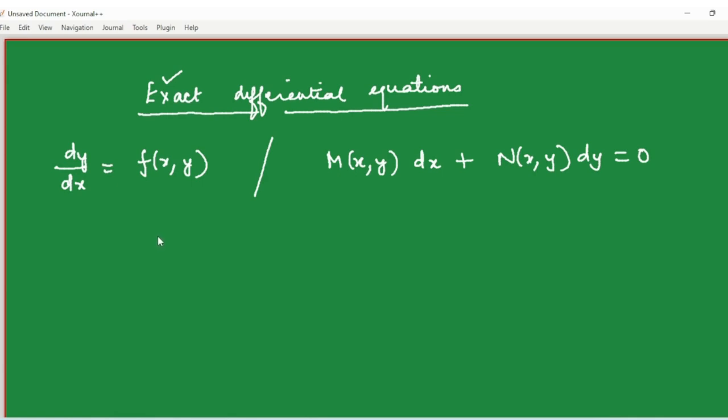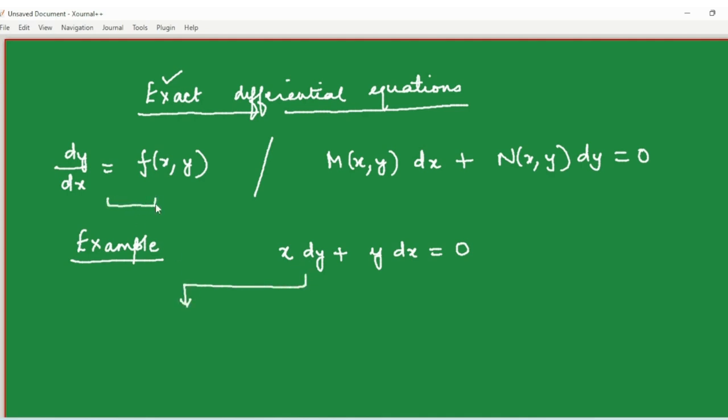Now, before we begin with the idea of exactness, let us look at the following illustration to understand the motivation behind the introduction of this category. Let's look at the differential equation x dy plus y dx equal to 0. This differential equation has been put in the form M dx plus N dy equal to 0, where M is y and N happens to be x. If we look at it in this form, then we can rewrite this differential equation as dy by dx, taking dy below dx and dx below dy.